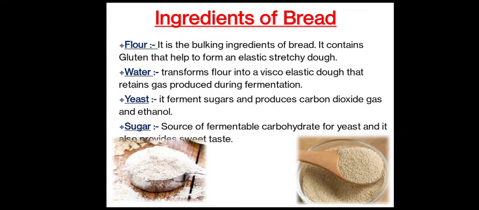Next, ingredients that are used for making bread. First is flour. It is the bulking ingredient of bread. It contains gluten that helps to form an elastic, stretchy dough. Next is water. It transforms flour into a viscoelastic dough that retains gas produced during fermentation. Yeast is important in fermentation. It ferments sugars and produces carbon dioxide gas and ethanol. Sugar is a source of fermentable carbohydrate for yeast, and it also provides sweet taste.